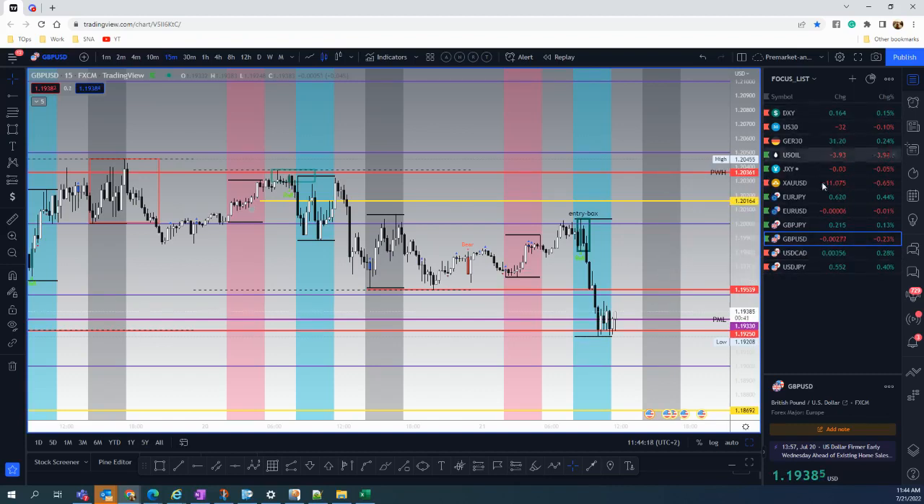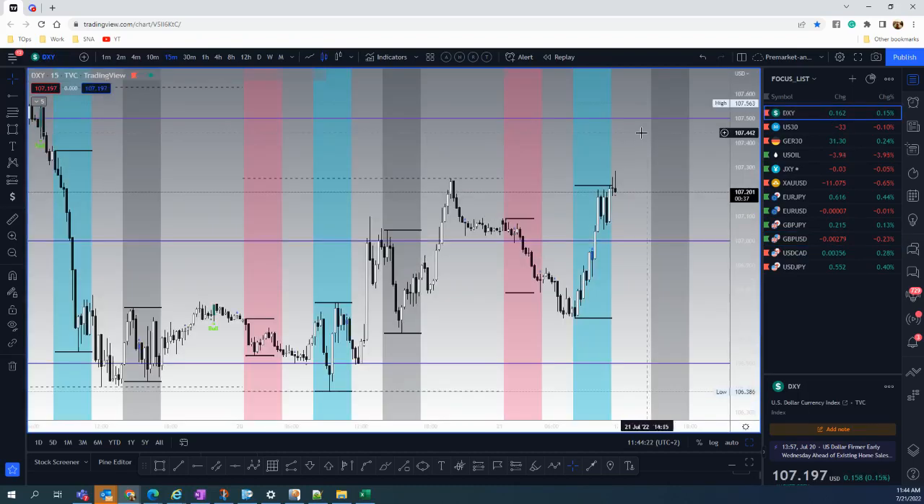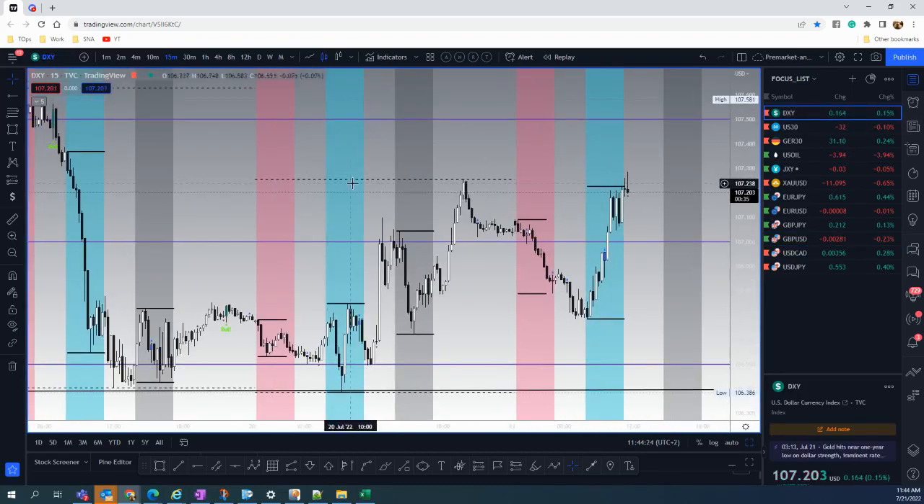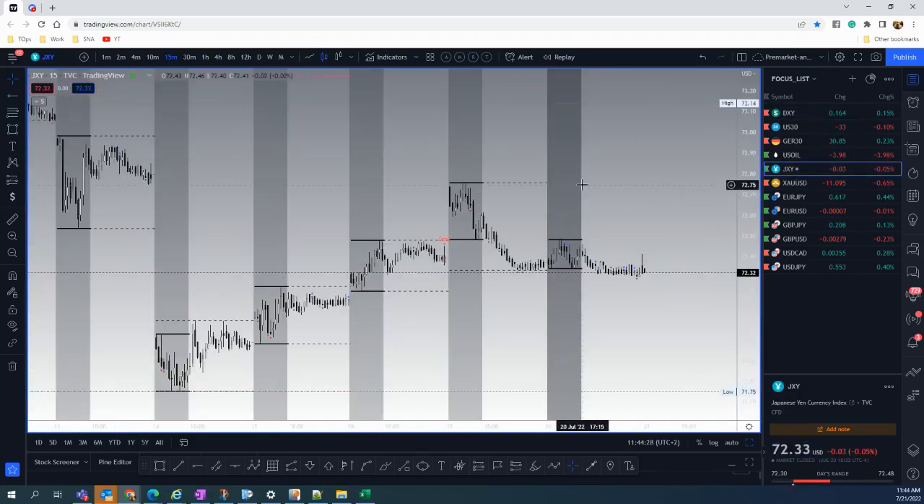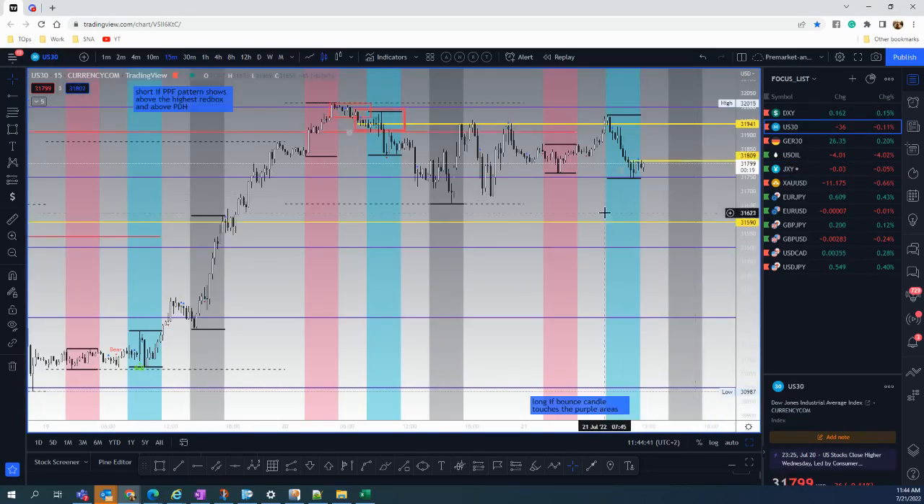So this DXY and GXY, I don't trade those, but I am monitoring the behavior. DXY is the dollar index, GXY is the Japanese yen index. So I don't trade those. I'm only using them for monitoring the price action. Anyway, let's take a look at what happened to US 30.